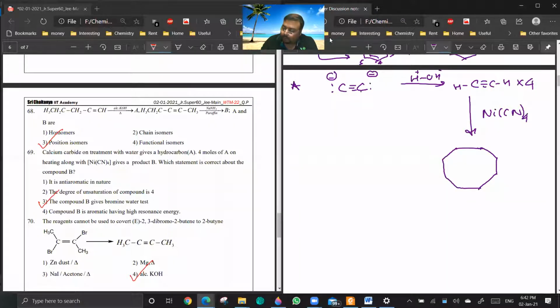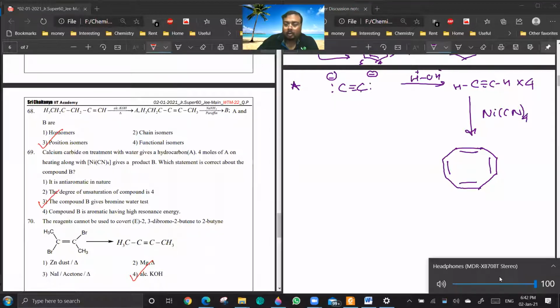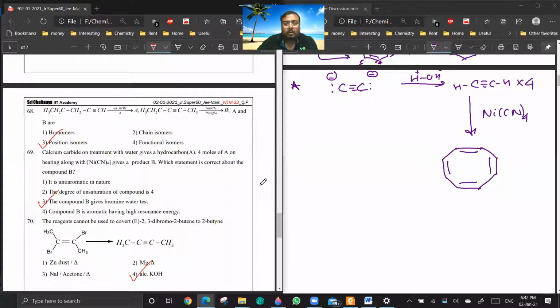Have I given this reaction in the notes? Yes, sir. Okay, so the answer will be cyclooctatetraene. Is it clear? Yes or no? Yes, sir. Okay, so the compound will give bromine water test because these are like non-conjugated double bonds. It is anti-aromatic in nature, is incorrect. Degree of unsaturation is 5, not 4. It will give bromine water test.